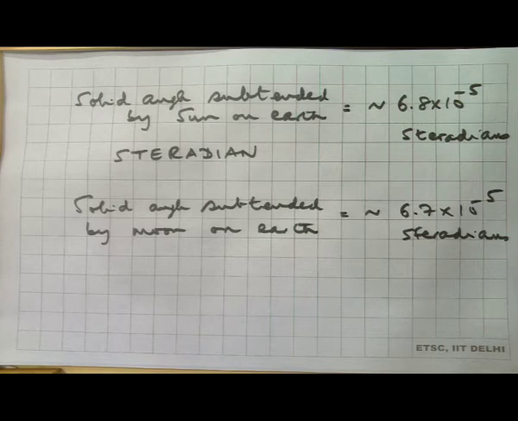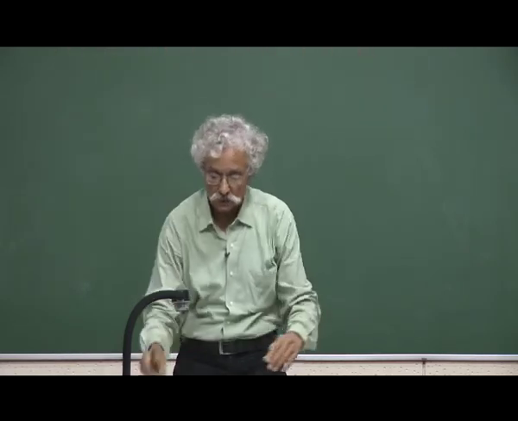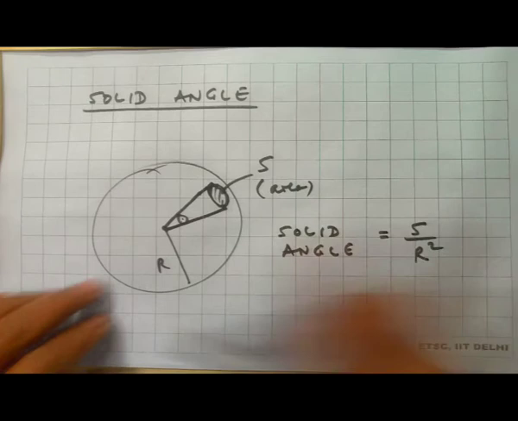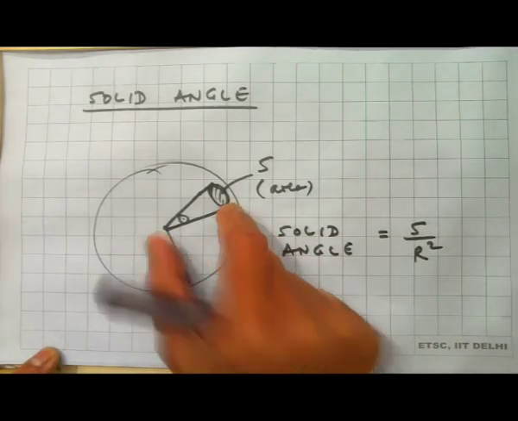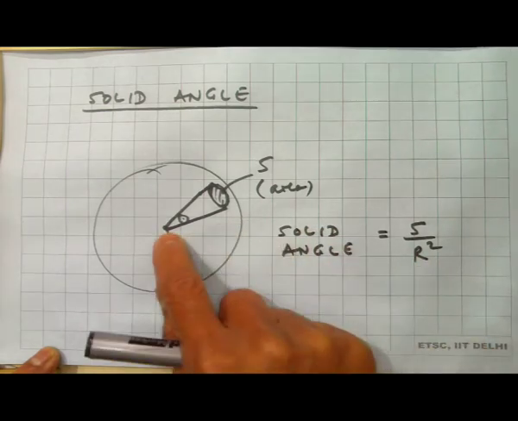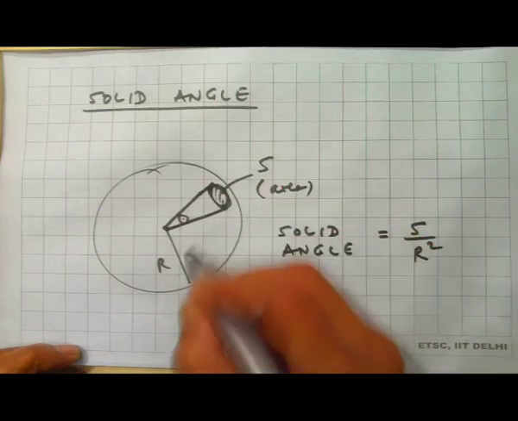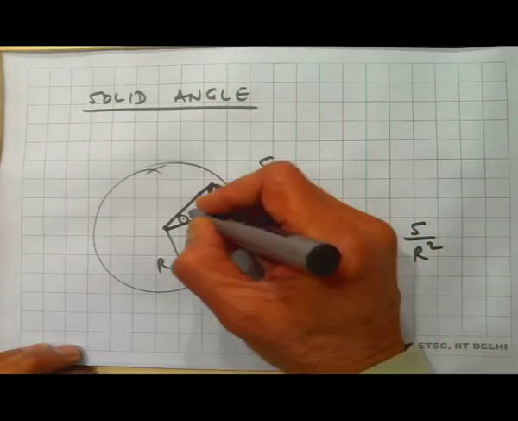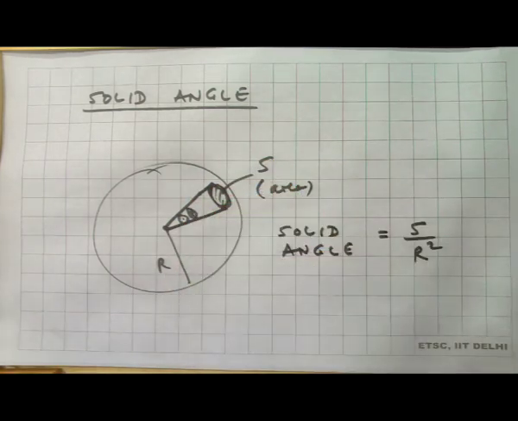The sun is much bigger than the moon, but it is also much farther away. So, for the sun, the area is much bigger, but r is also much bigger. So, S by r square is the solid angle subtended by the sun on the earth. I am sitting on the earth here and looking at the sun. The moon is somewhere here, much closer. Its area is much smaller, but it is much closer to me, and it subtends the same solid angle.